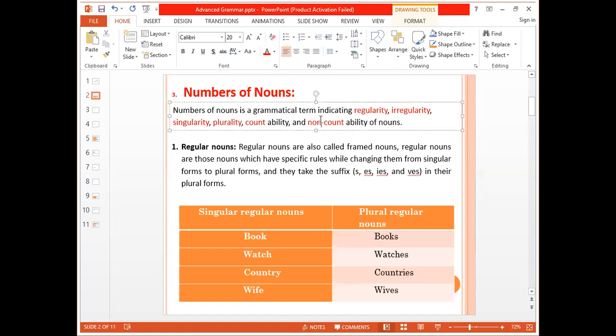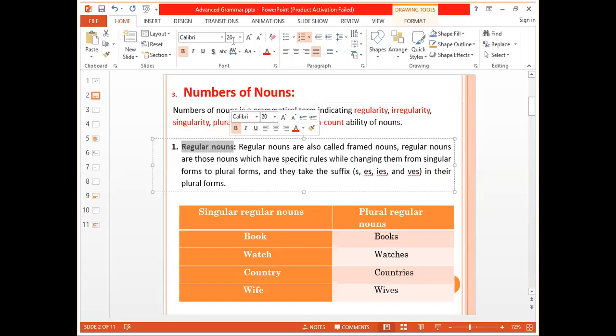I mean, countable nouns or regular nouns, or singular nouns or plural nouns, are not types of nouns, but numbers of nouns, because all of them come with the numbers like singular, plural, regular, irregular, countable, uncountable. They do not come in the types of nouns, but in the numbers of nouns. So numbers of noun is the 4th root of noun. Let's talk about the first one, regularity of noun. Regularity means regular nouns. Clear?